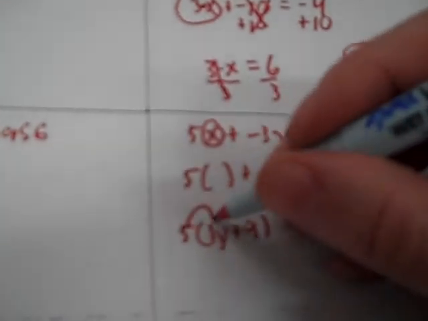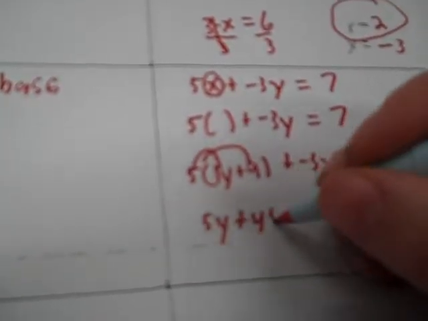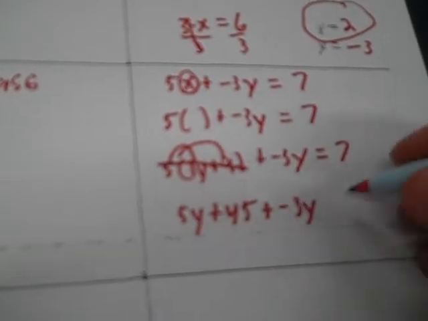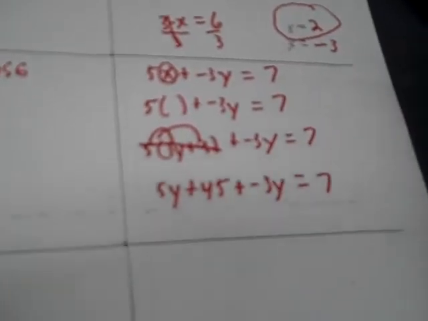So I have a y here and a y here. So I will be solving for y first. So I make my rainbows. 5 times 1y is 5y, and 5 times 9 is 45. So 5y plus 45. Now cross that out. Before I have equals, I have to add a negative 3y in the equation, and then equals 7.